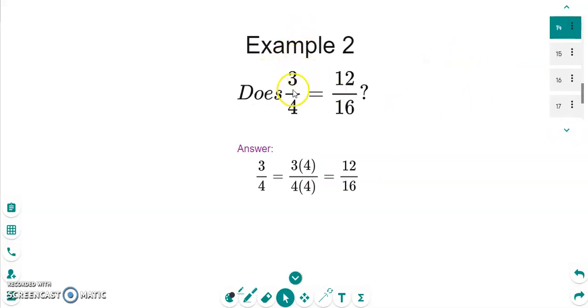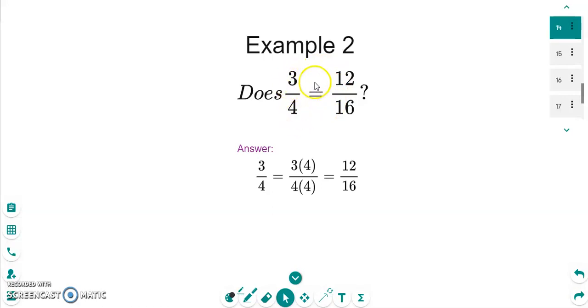Example 2. Does 3 over 4 equal 12 over 16? This time we're working a little differently. Two fractions are equivalent if to get from one fraction to the other, we do the same operation to the top and to the bottom.